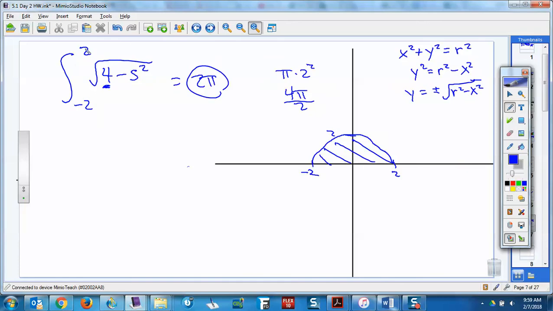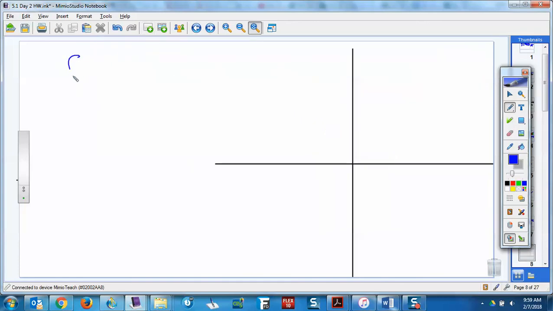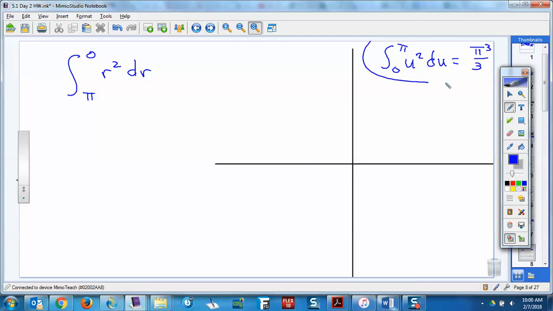23 says the integral from pi to 0 of r squared dr, and they told us in the directions that the integral from 0 to pi of u squared du was pi cubed over 3. So that's what they told us in the directions. Now, they had to tell us that, because what area is this talking about? The area under what?